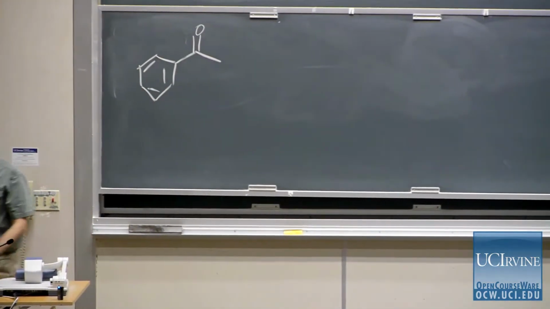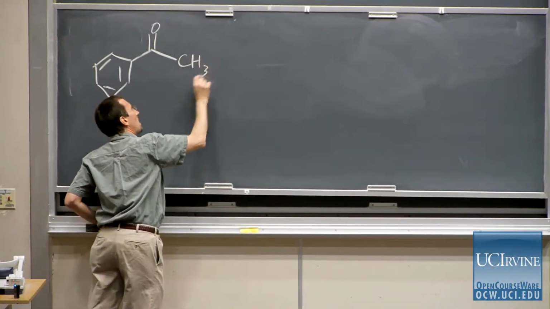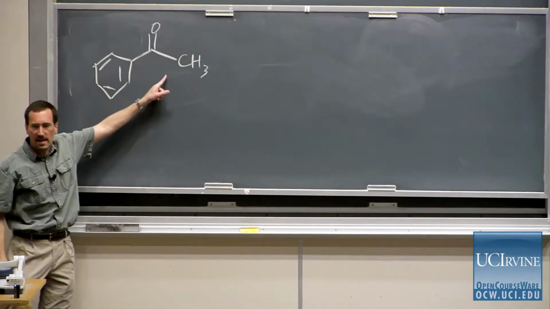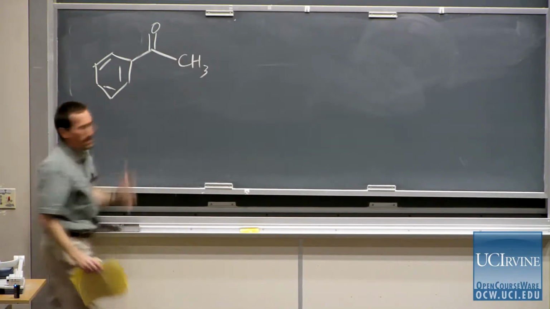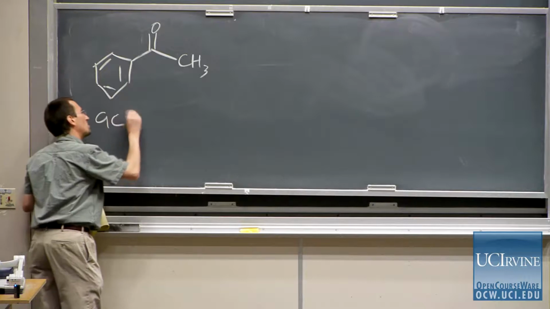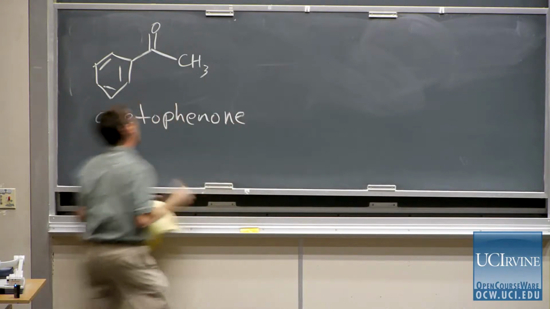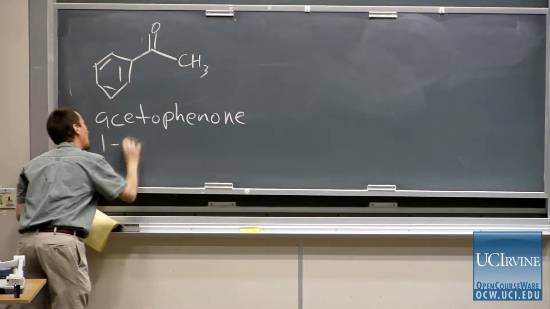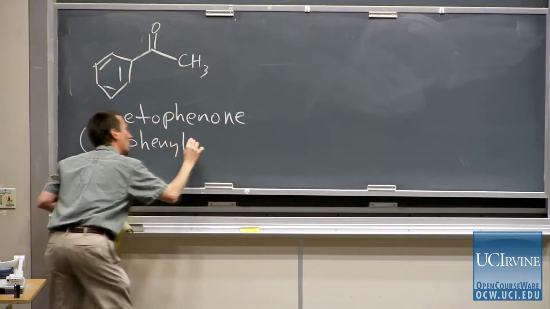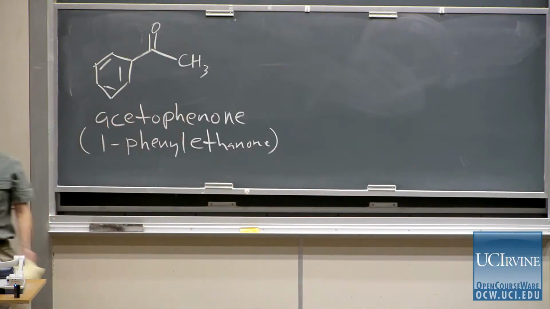It's a ketone with a benzene ring on one side of the carbonyl group and a CH3 on the other side. You might see people write the CH3, you might see them leave it just as a line. Both are correct ways of writing it. The IUPAC name for this compound is 1-phenylethanone, but nobody is going to call it that. Everyone's going to call it acetophenone because it's one of these compounds where the common name just really dominates. So I'll write out the systematic name just as a reminder. But again, the common name is going to predominate.